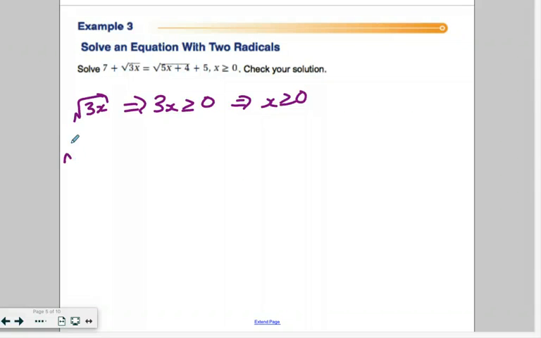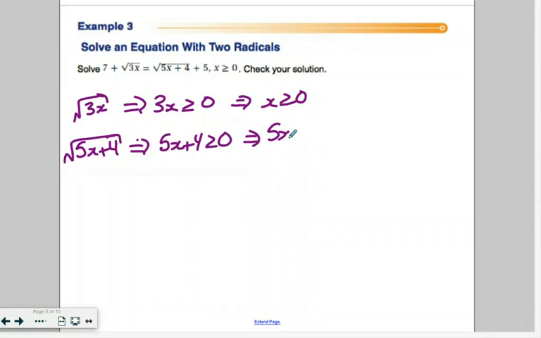We would then separately look at the other radical and say, okay, well, that implies that the radicand there of 5x plus 4 needs to be positive, right, which implies that 5x must be greater than or equal to negative 4, which implies that x must be greater than or equal to negative 4/5.